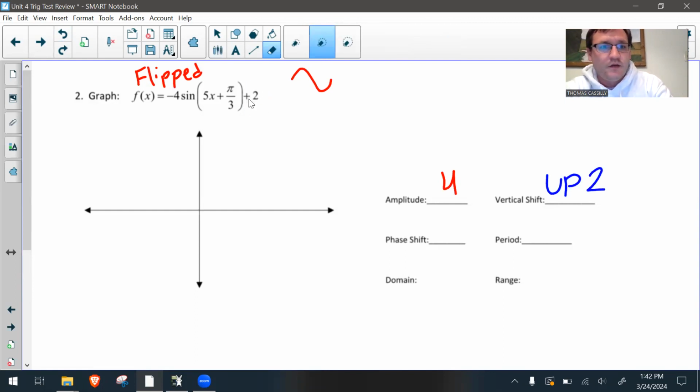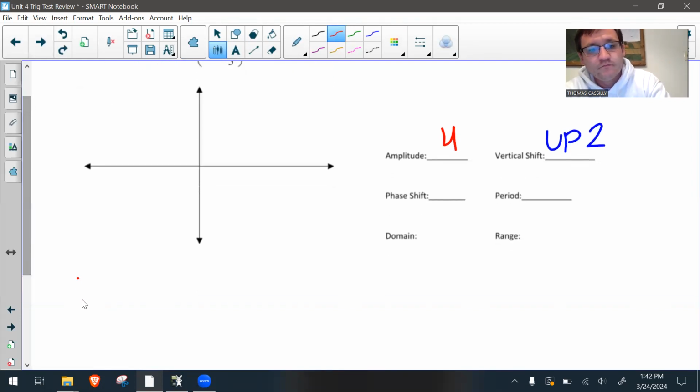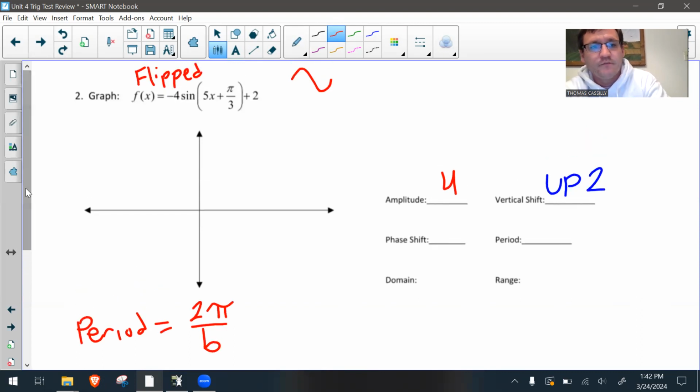All right. Let's see here. The period. The equation for period is 2 pi divided by our b value. Remember, the b value is the number that comes in front of the x here. So 1 period is 2 pi over 5. That is the length of 1 period here.